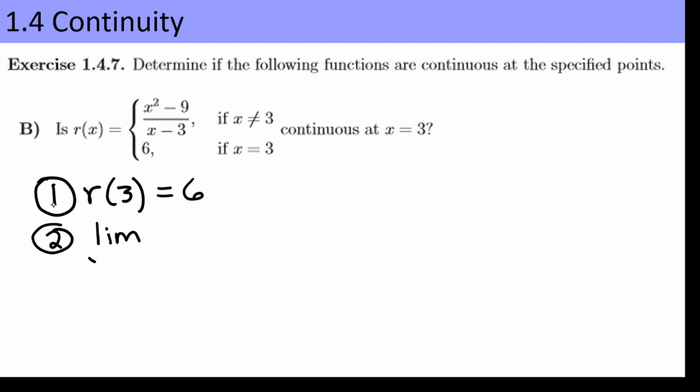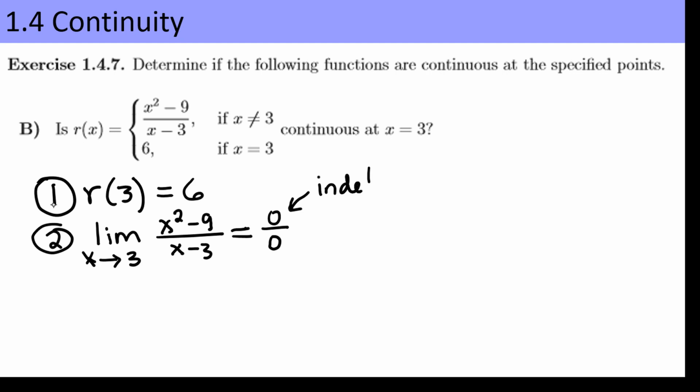So we want the limit as x approaches 3, but does not equal 3, for x squared minus 9 divided by x minus 3. When we compute this, we end up getting 0 over 0. Remember, this means indeterminate, which means you can't tell, but the directive is do something else. So we will do something else.